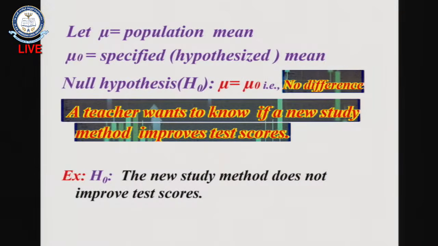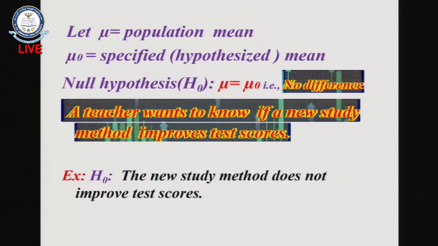Let mu be the population mean, which is standard notation. Mu naught is the specified hypothesized mean. According to the null hypothesis, mu is equal to mu naught. That means there is no difference, as I said according to the definition. That is a simple statement about the parameter.